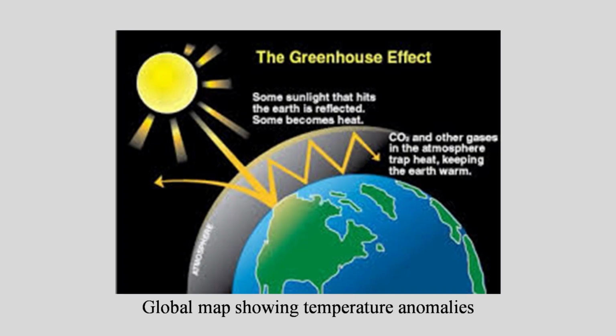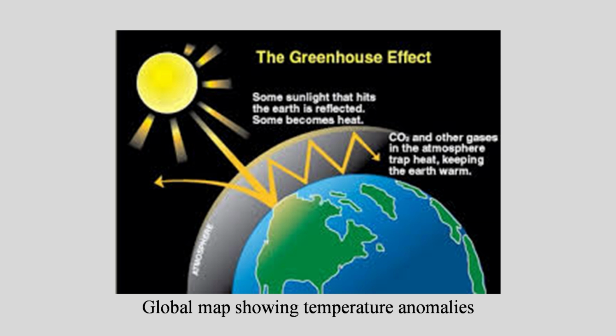Let's talk about the global map showing the temperature abnormality, what exactly happens. As you can see, you can see the earth, then you can see the stratosphere, the atmosphere. What happens normally? What is the greenhouse effect basically? When the sun rays hit the earth's surface, carbon dioxide and other gases in the atmosphere are trapped, keeping the earth's surface warm. Normally the ozone layer traps the carbon dioxide and other gases in the atmosphere so that the earth's surface can remain warm.